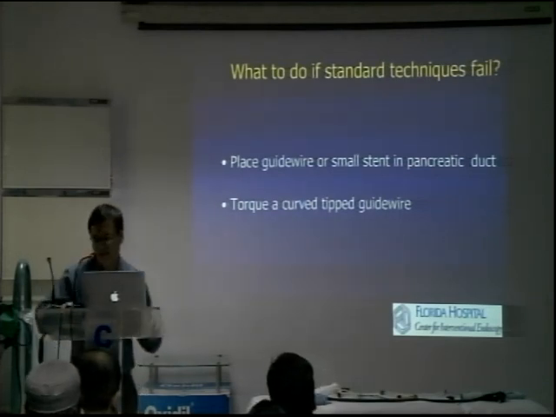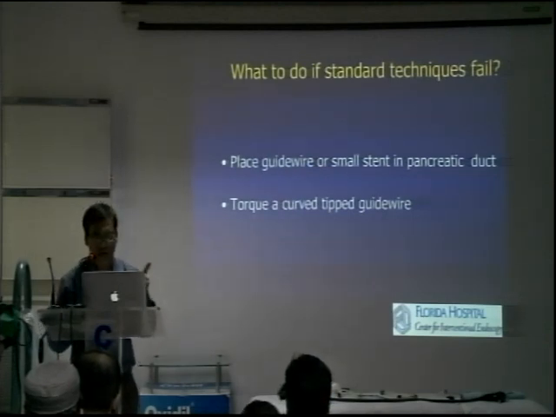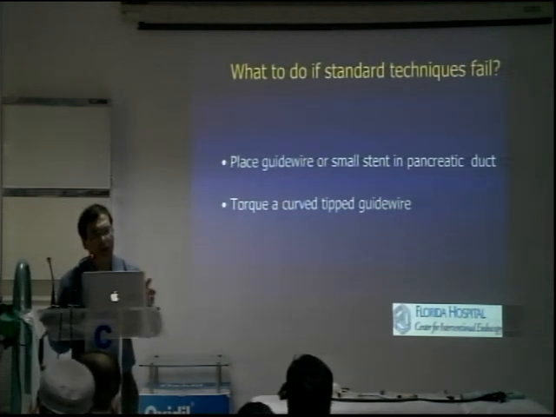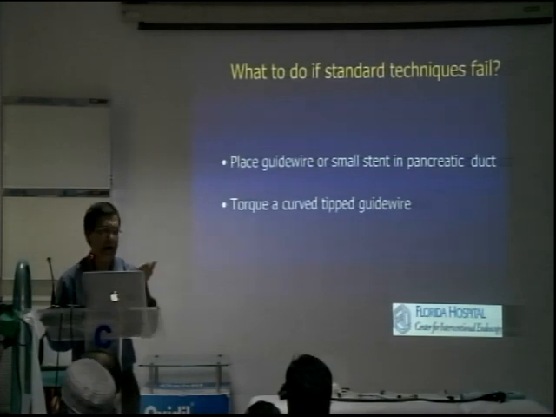What that does is, it straightens the papilla for you, that wire. First, it may be floppy, it may be facing downward, and the wire kind of aligns and brings the papilla and the bile duct into the axis of cannulation. So that's why it's helpful.